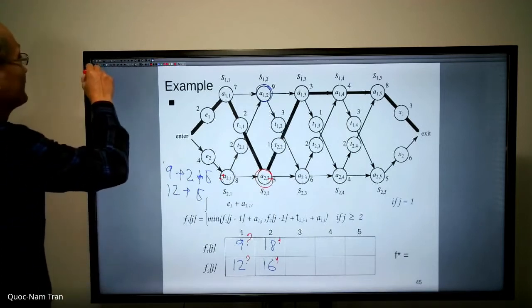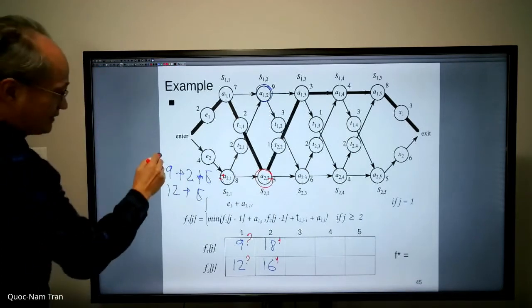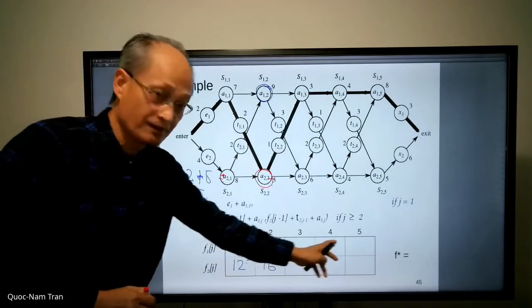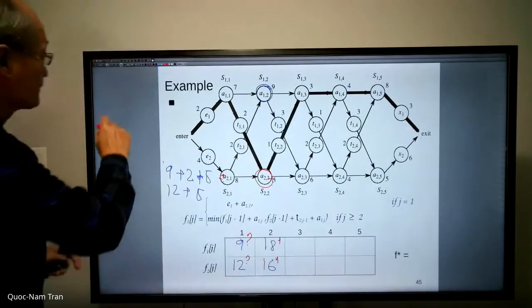All right. Now we will fill out these cells.